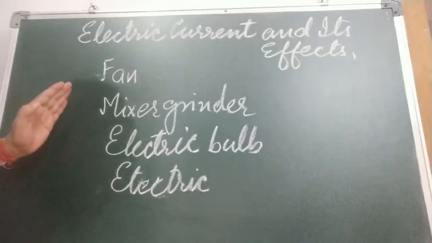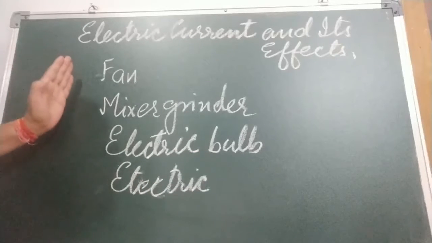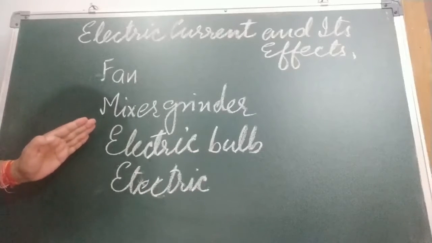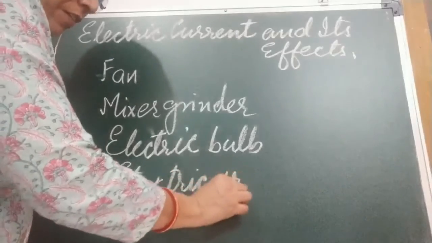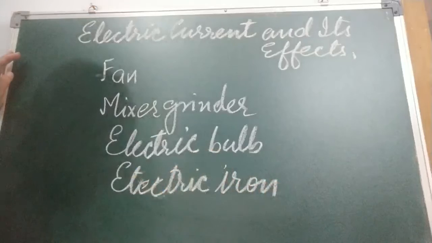electricity. Now one thing comes to our mind: why is the electric bulb hot? What makes the electric iron hot? So it's an effect of what? Electric current. We are going to discuss this in this chapter.